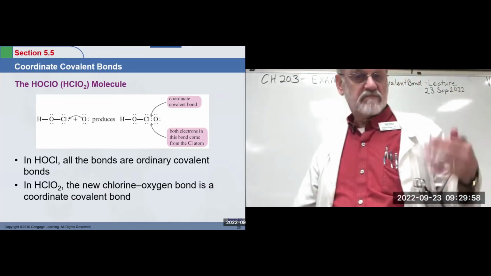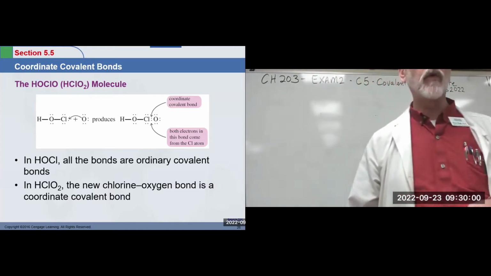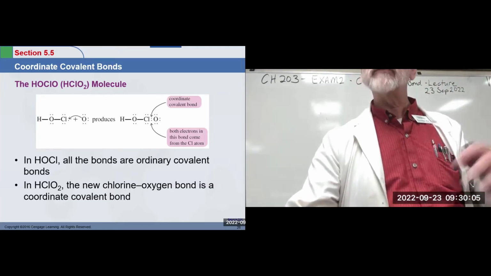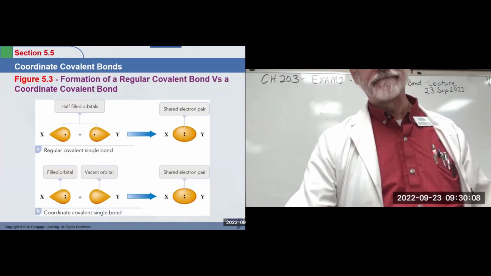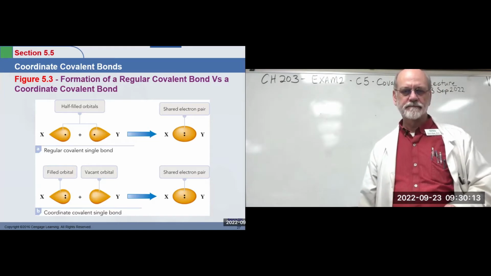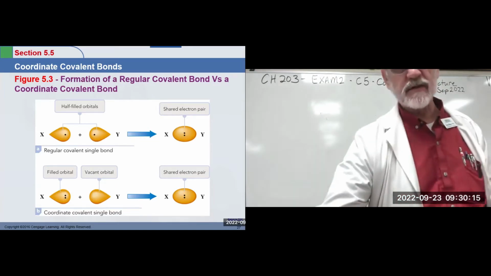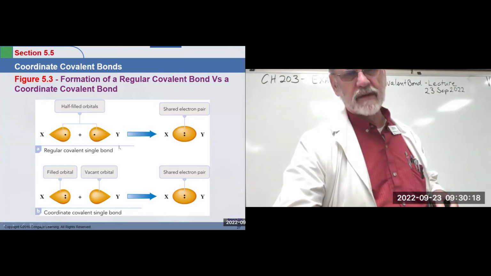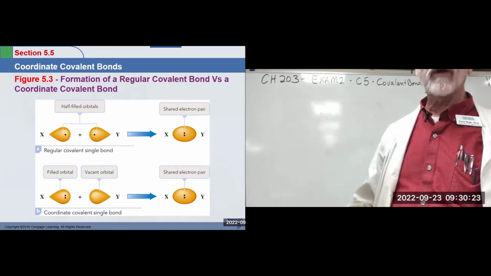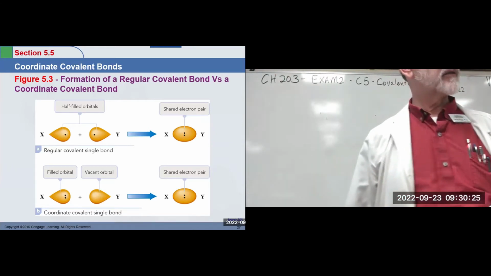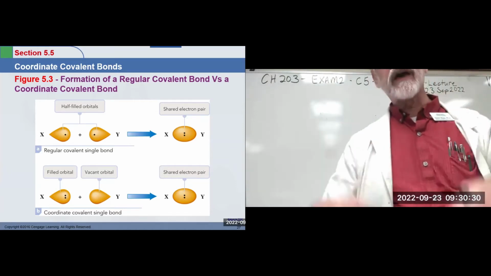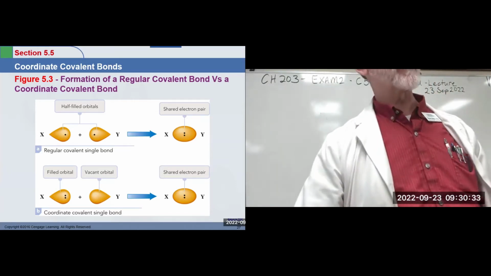And there's no way to tell. After the bonds form, there's no way to tell where the electrons came from. We just have to deduce it from the reaction itself. Okay. I'm not going to spend a lot of time on this slide. I don't know how I put it in there. It's just an artist's idea of the difference between the regular covalent bond and the coordinate covalent bond. Right? It gives you an idea of, for one, the electrons are donated from both sides, and the other one, both electrons come from one side.